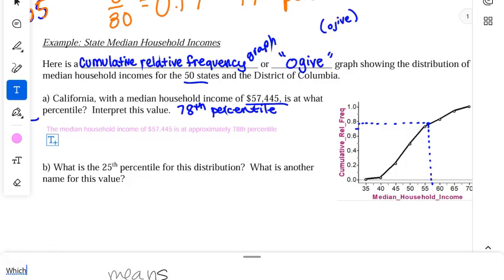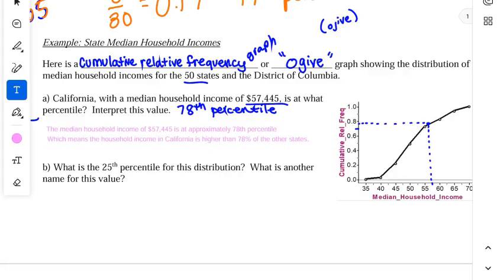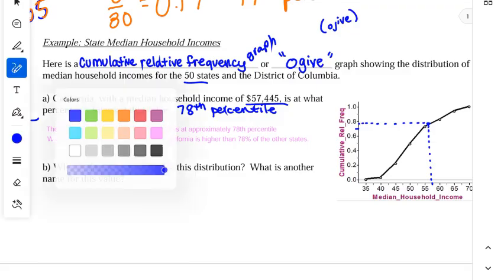see if I can add to that, which means the household income in California is higher than 78% of the other states. Okay, so that should all be one sentence. Okay, let's go to the next one.